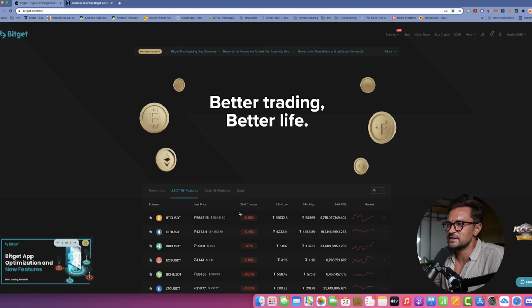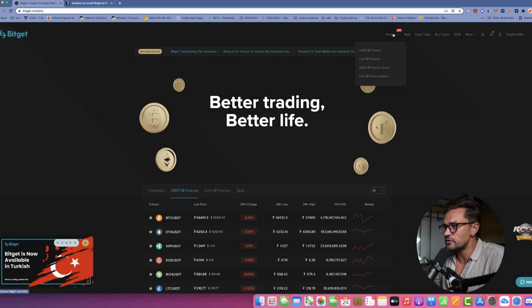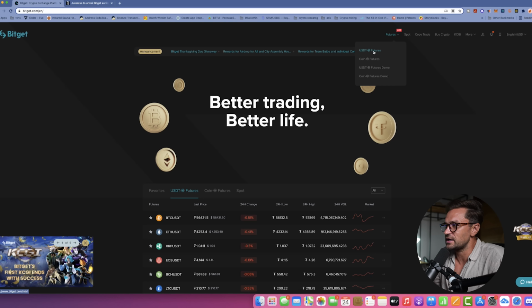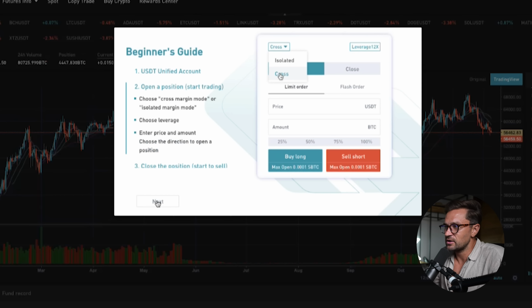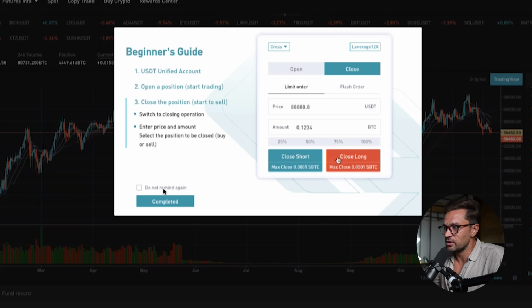So first and foremost, let's just go ahead and take a look at futures, because I believe that's what they want to focus on as mostly a futures exchange. So let's take a look at the USDT futures. Looks like they have a beginner's guide going through leverage, how to open and close your trades.